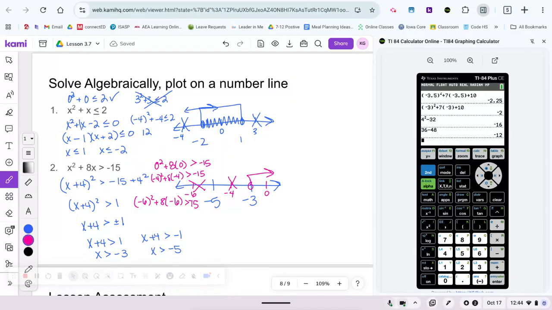So I forgot I was supposed to do interval notation. So my interval notation right here is negative 2 to positive 1 with brackets. And this one was negative 3 to positive infinity with parentheses.